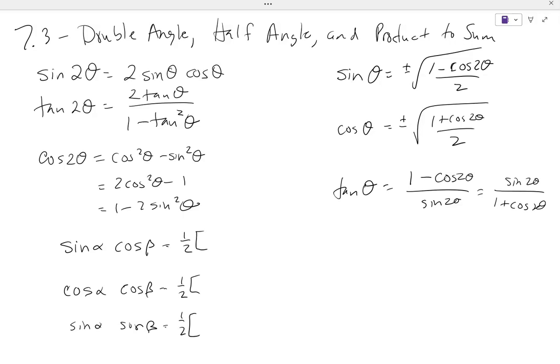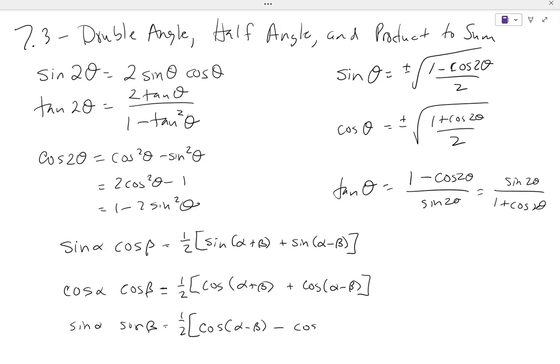The first one is sine of alpha plus beta, and then plus sine of alpha minus beta. The second one here is cosine of alpha plus beta, and then it should be a plus cosine of alpha minus beta. The other one is reversed and subtracted.